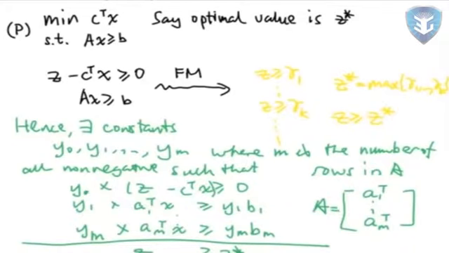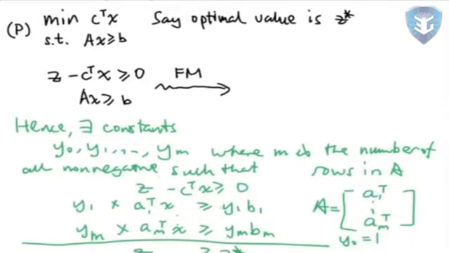Let's see how this sum actually gives us Z greater than or equal to Z star. Now, there's no other inequality that has Z other than the first one. So what we need is Y0 equal to 1. Alright, so basically, we now have this. Okay. Z minus C transpose X greater than or equal to 0, plus all these inequalities, give us Z greater than or equal to Z star.